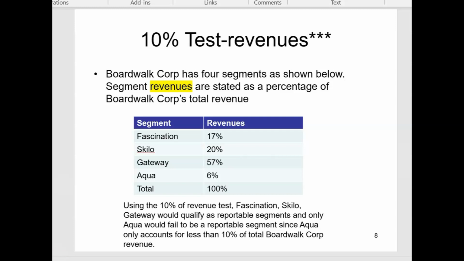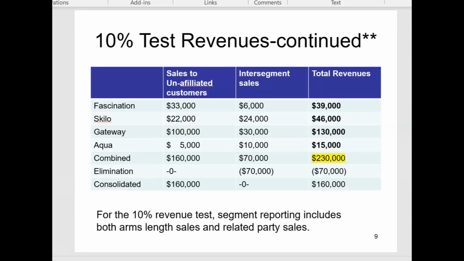So when we go to the next test, which is the asset test and the profit and loss test, we're really only going to have to test Aqua. We're not going to have to test the other 3. The revenue test is the one they're likely to ask on a CPA exam, not so much the assets and the profit and loss. This is where I usually see the question.